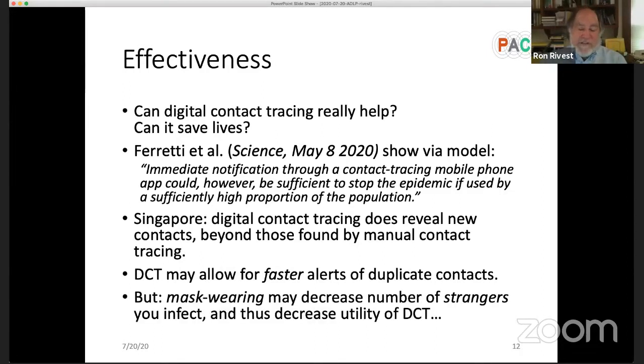Digital contact tracing is mostly about finding people, for the new contacts, finding people you don't remember seeing. And so mask wearing may decrease the amount of public transmission. So it may decrease the number of strangers you infect, and therefore decrease the utility of digital contact tracing. So there's been no studies whatsoever on that.